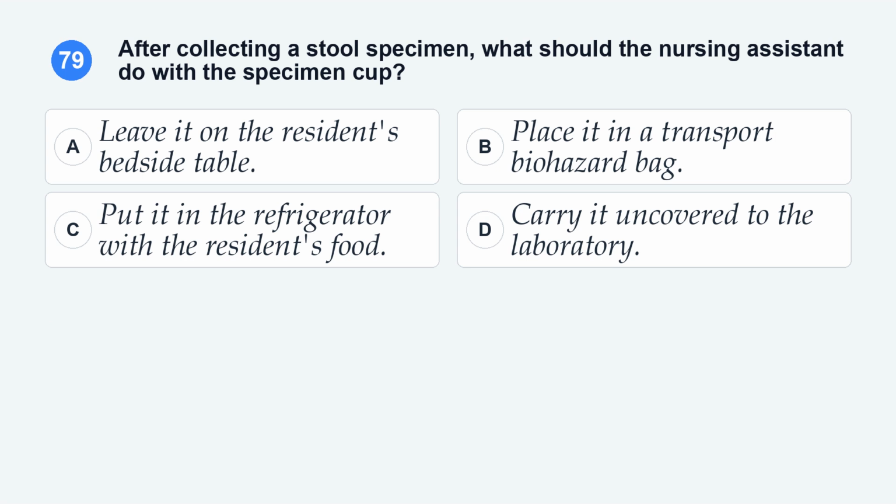Option A. Leave it on the resident's bedside table. Option B. Place it in a transport biohazard bag. Option C. Put it in the refrigerator with the resident's food. Option D. Carry it uncovered to the laboratory.